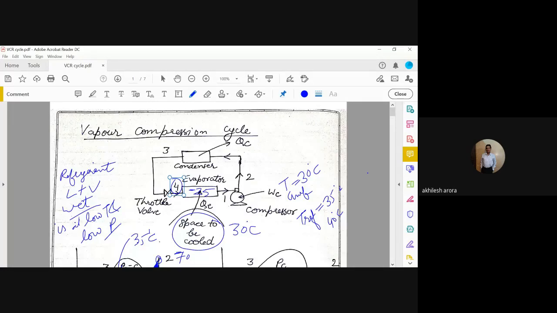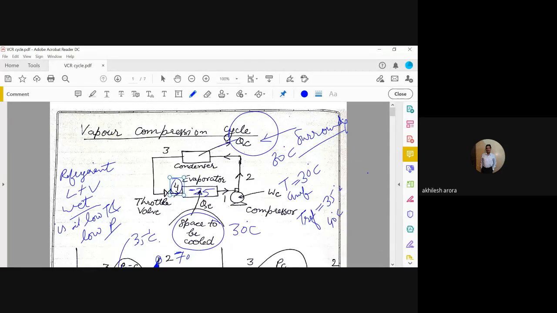Now this refrigerant is being passed to the condenser. So in the condenser, what is happening now? Condenser is a heat exchanger. It can be either water cooled or air cooled also. In any case, whatever the type of the condenser may be, the heat will be rejected from the condenser to the surrounding air. So here, this heat is being rejected to the surroundings, which is at 30 degrees Celsius. So heat will be rejected to the surrounding.